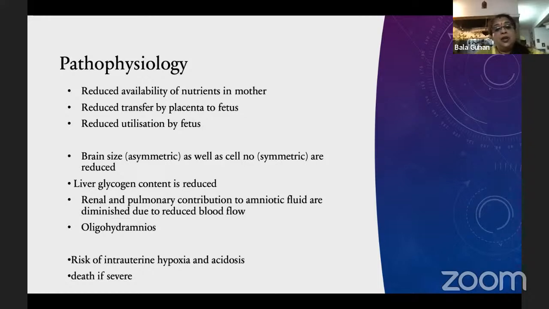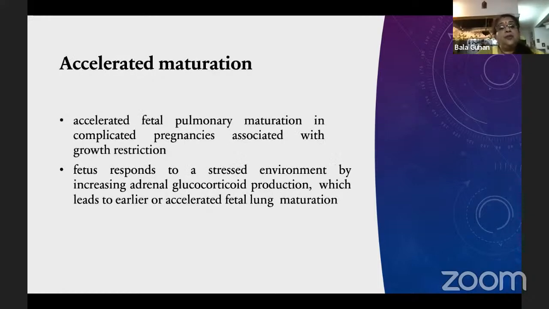Liver glycogen content is reduced. Renal and pulmonary contribution to amniotic fluid are diminished due to reduced blood flow. There is reduced volume of liquor, which is called oligoamnios, and the risk of intrauterine hypoxia and acidosis, and death if severe.